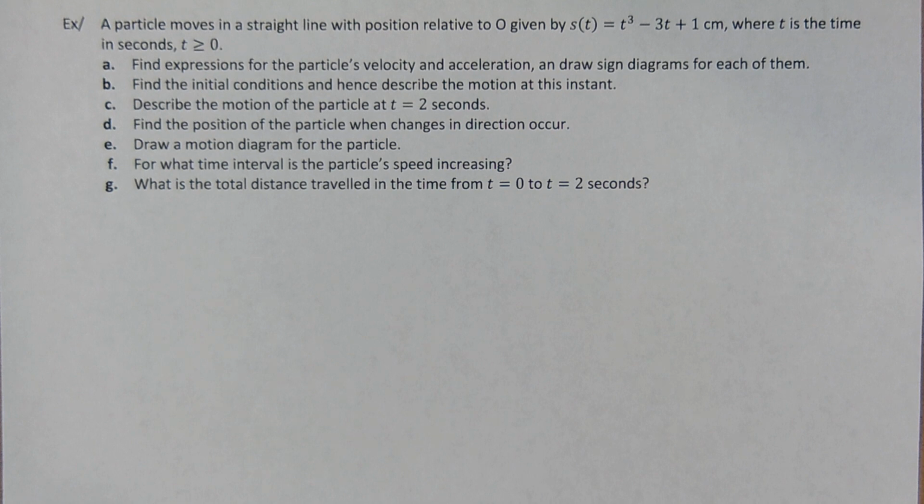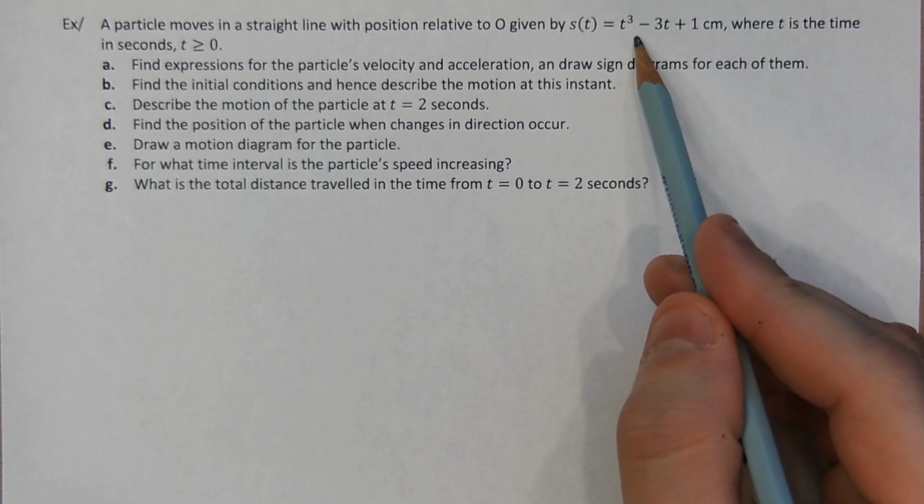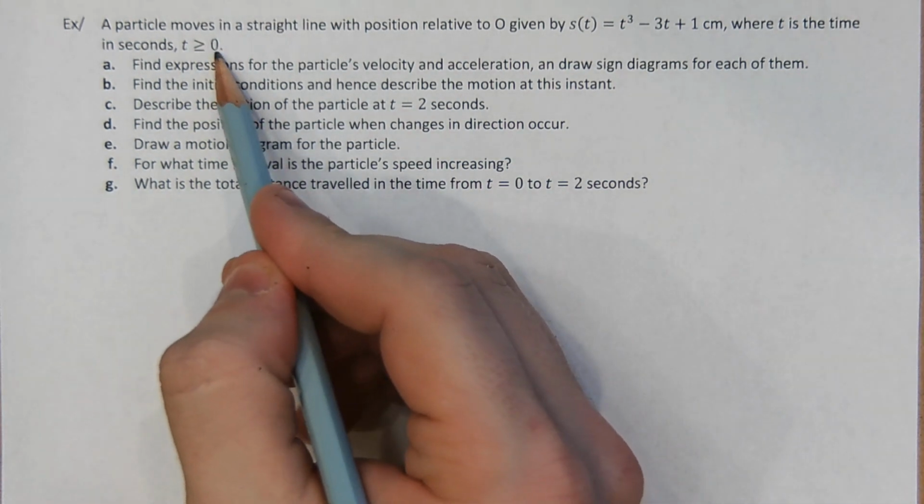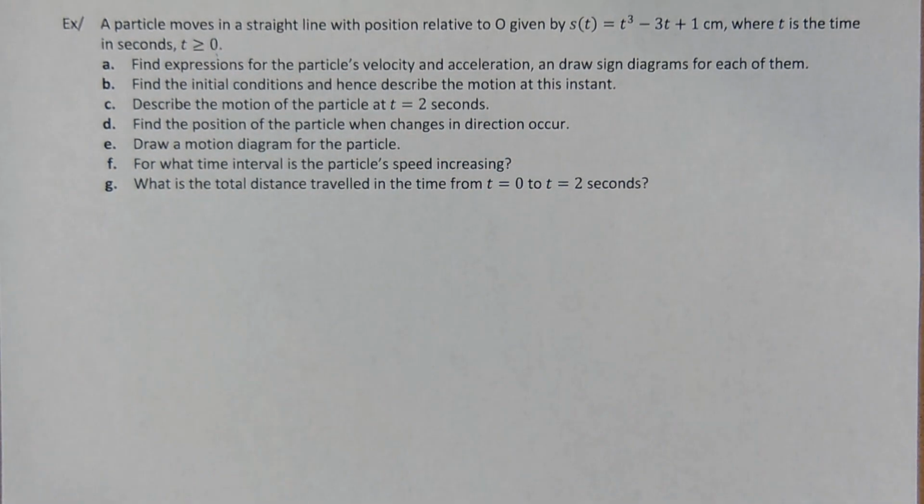Okay, so we have a particle that's moving in a straight line. Its position, lowercase s of t, relative to the origin is given by t cubed minus 3t plus 1, where t is the time in seconds. And of course, we don't have time machines, so time is greater than or equal to 0. Okay, so it says find expressions for the particle's velocity and acceleration, and draw sign diagrams for each of them.